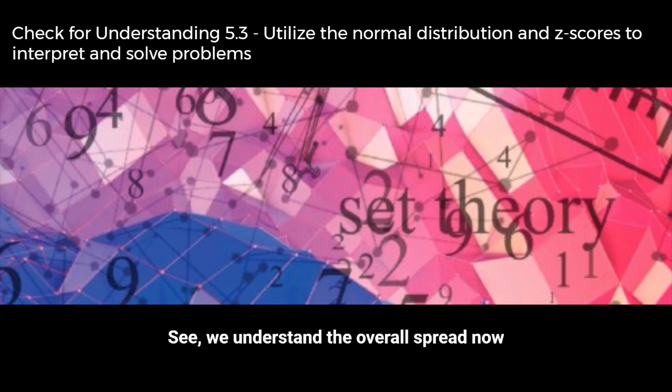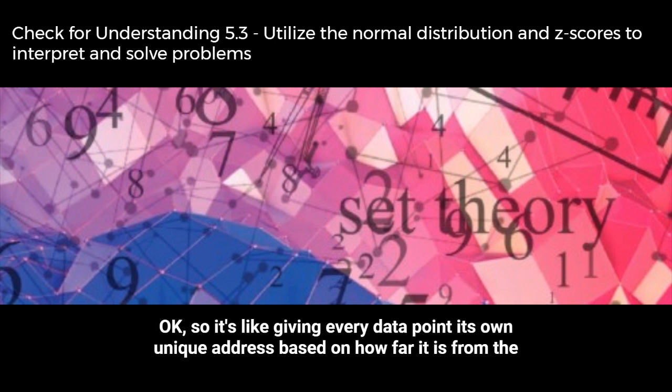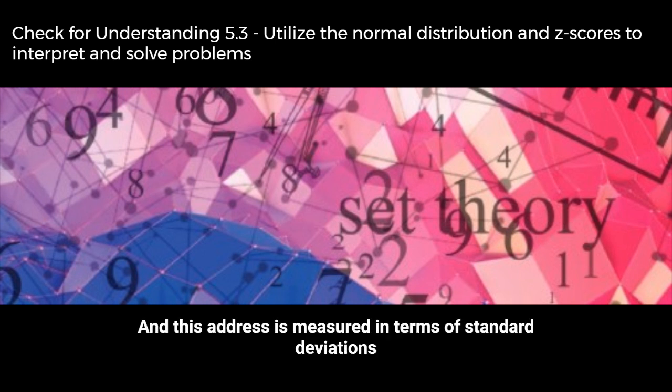You got it. See, we understand the overall spread now, but what if you, our listener, have a specific data point and you're curious, how unusual is this? Where does this sit in the grand scheme of things? That's where z-scores come in. Okay, so it's like giving every data point its own unique address based on how far it is from the average. Exactly. And this address is measured in terms of standard deviations.